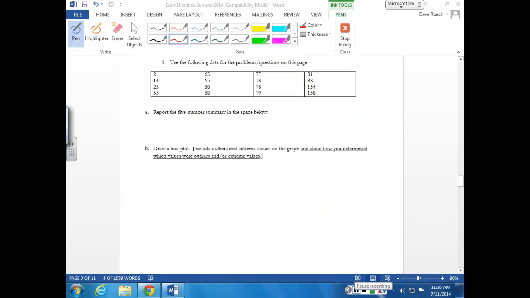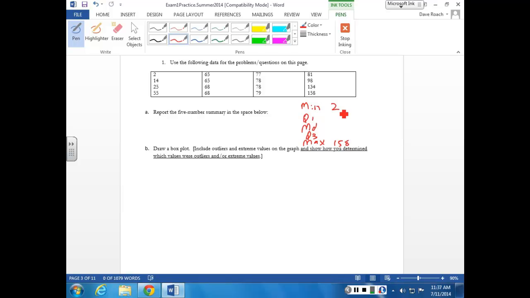Okay, this problem is just 5-number summary, box plot, extreme values, outliers, and so on. The 5-number summary is going to be the minimum, the first quartile, the median, the third quartile, and the maximum value in the data set. Of course, the maximum is 158, and the minimum is 2. This is exactly how I'll put it. I'll have 4 columns of numbers, each with the same number of numbers. If you want to do something more complicated, use a computer.